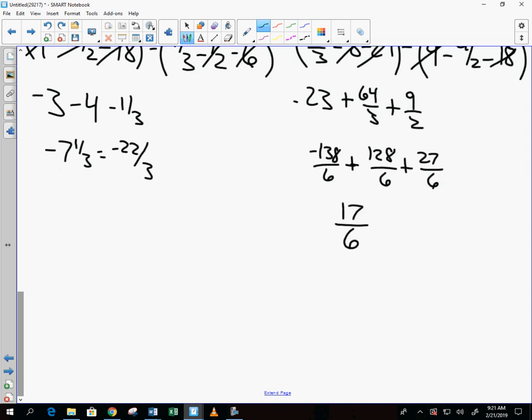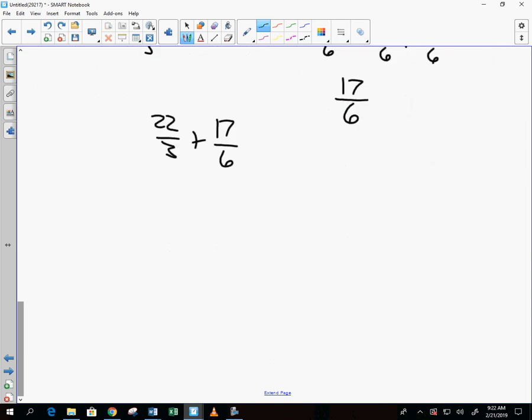Are you surprised it came over with a positive? No, because we said that's the distance it's traveling in the right direction. So if it traveled negative 22 thirds in the left and it traveled 17 over 6 in the right, then we're simply going to take those two and add them together. 22 over 3 plus 17 over 6. Common denominator of 6, so 44 over 6 plus 17 over 6, and I get 61 over 6, or 10.16 repeating.